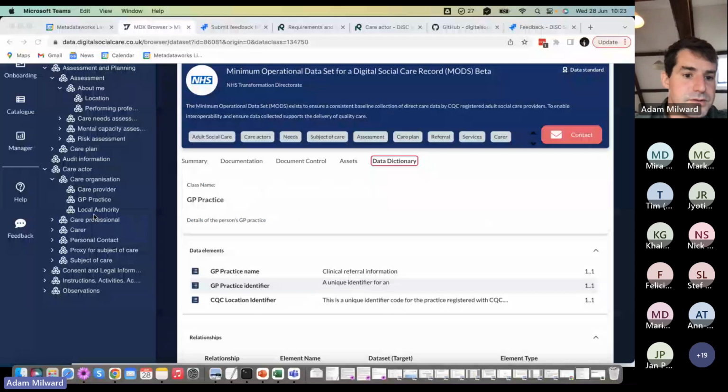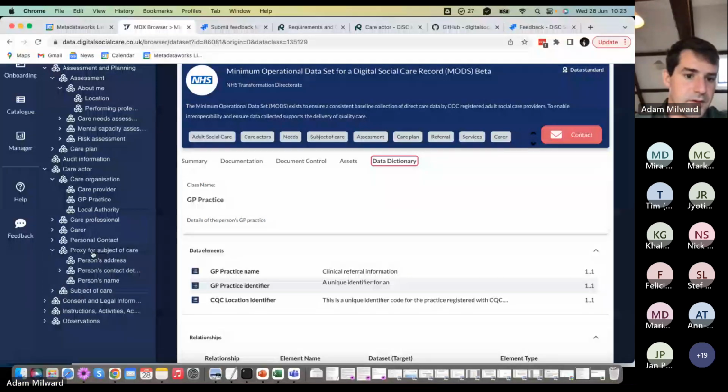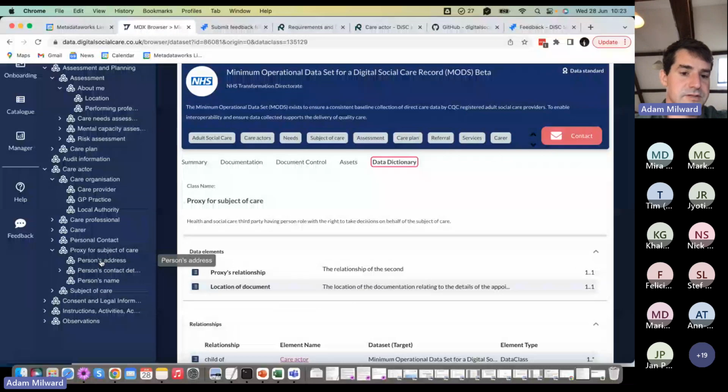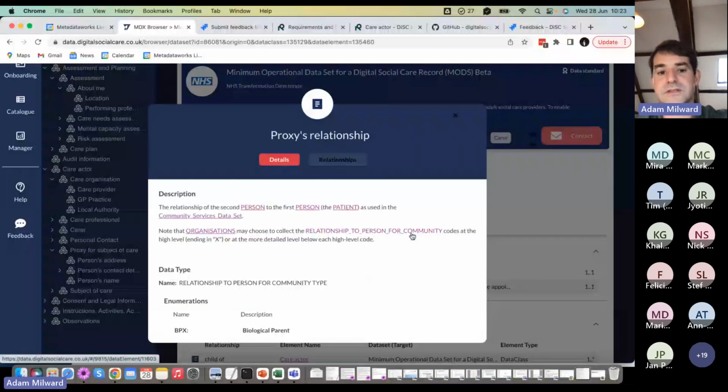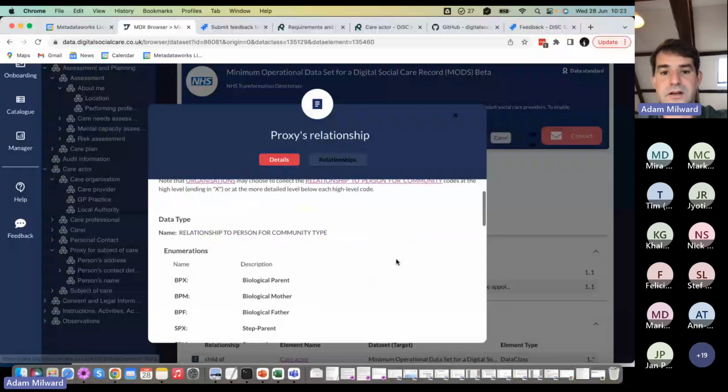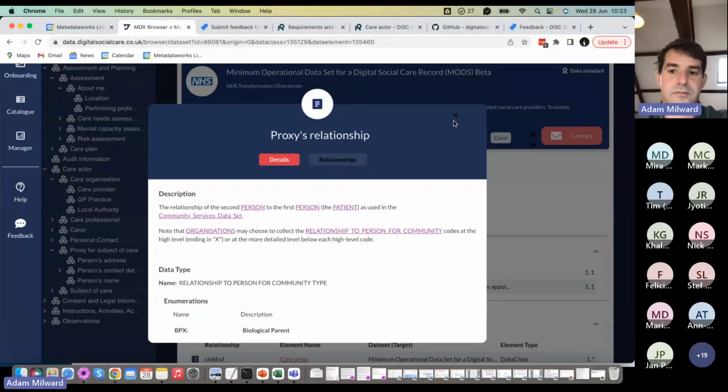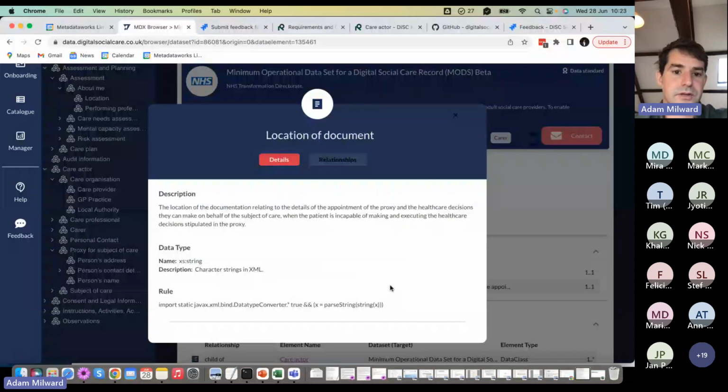Let's go through to the proxy for subject. And this is very, very simple. You've got the person's address, person's contact details, person's name. You've got the proxy's relationship. But again, this is more of that kind of high level relationship about parent, brother, sister, all of that kind of stuff. And then also a link through to the legal information that relates to the appointment of the proxy and the healthcare decisions that they can make. So that's just the high level. That's a link through to that high level overview, and to make sure that's captured as well.